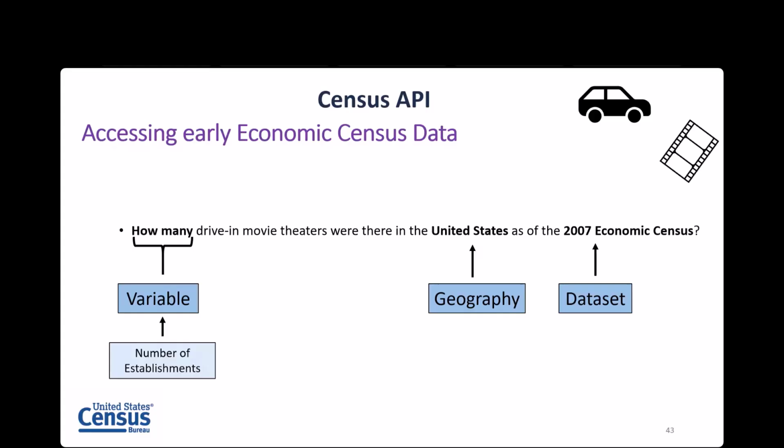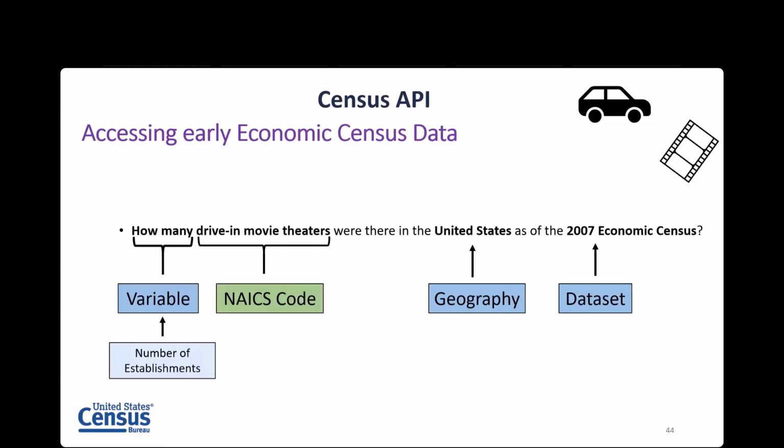There's one other piece of this, though, that we're going to need for economic census data. And that's the NAICS code, or North American Industry Classification System code. So I'm going to show you how to find that directly within the API, and we'll get started on this example right now.